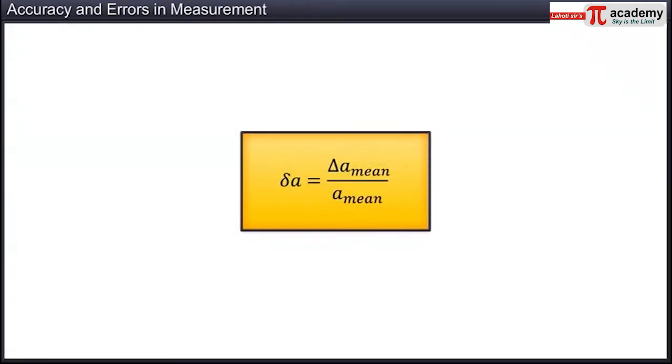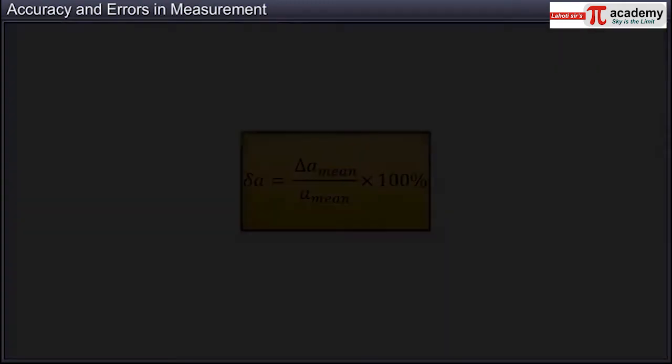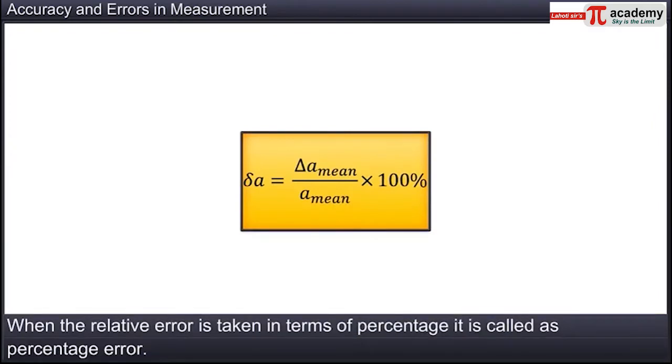Instead of absolute error, we often use relative error. Relative error is the ratio of mean absolute error to mean value of the measurements. Relative error is denoted by delta A by A mean. When relative error is taken in terms of percentage, it is called percentage error.